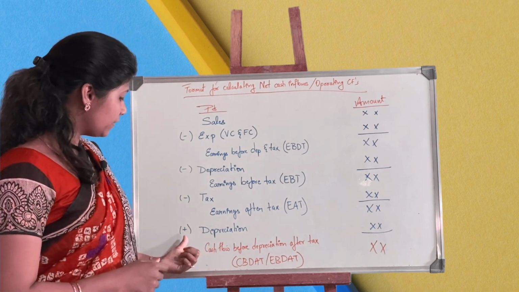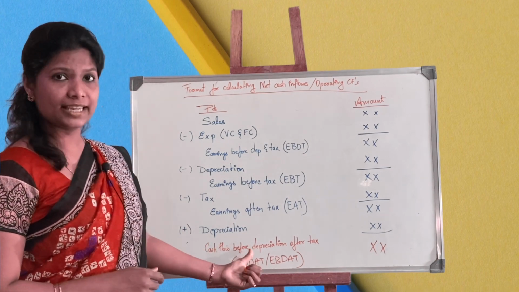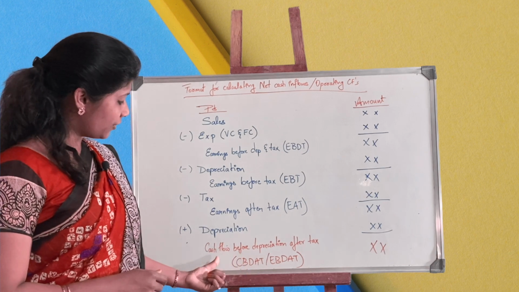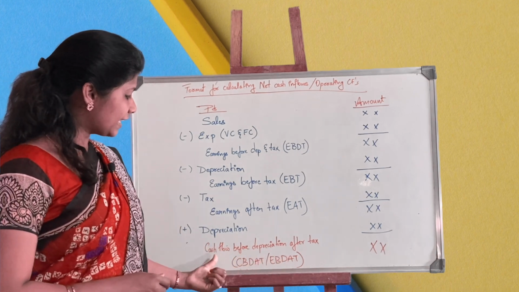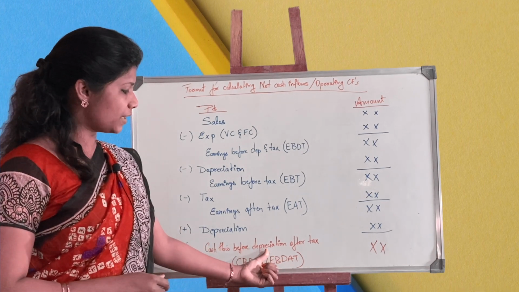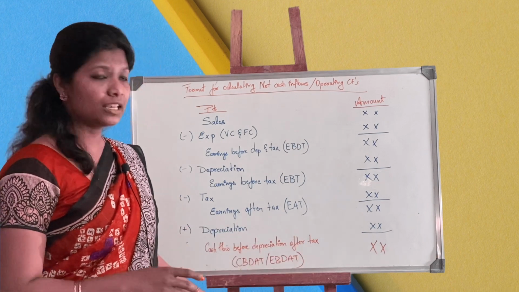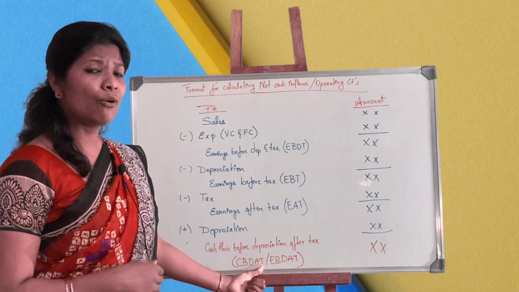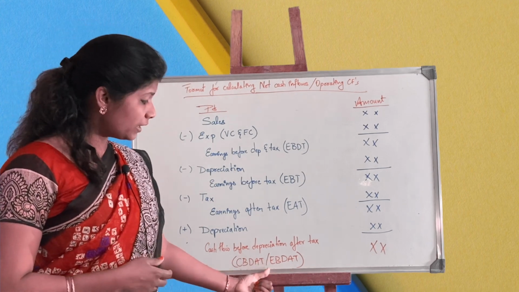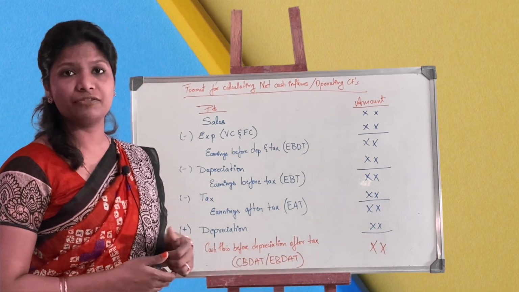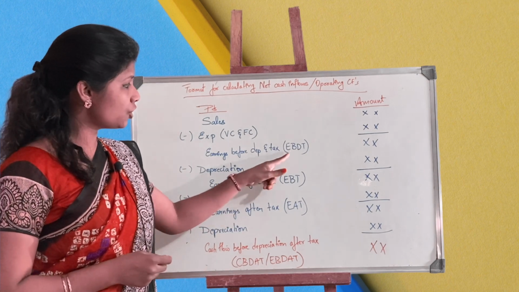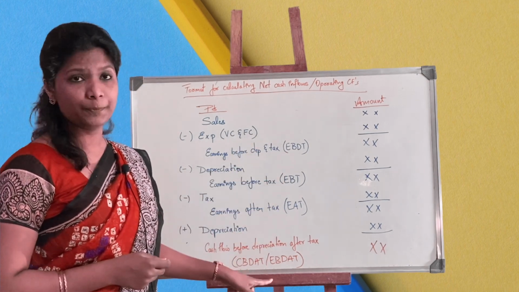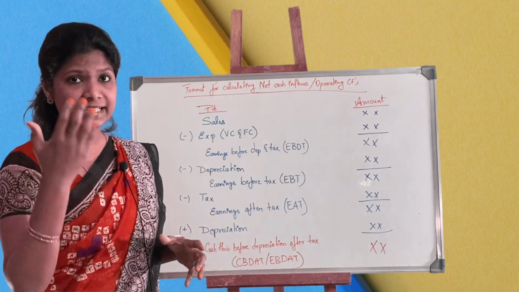The last part, we are going to add back depreciation, and the last thing is called cash flow before depreciation and after tax. In short, it might be called cash flows before depreciation and after tax, or you can call it earnings before depreciation after tax. I want you to remember each of these short forms mentioned here, okay, because that's what you can easily register in your minds.